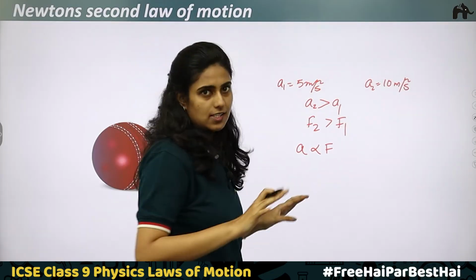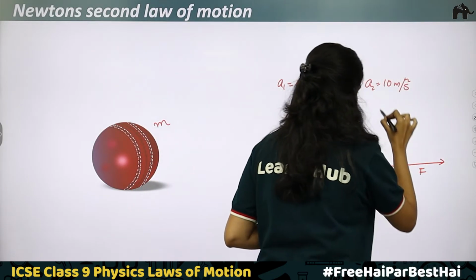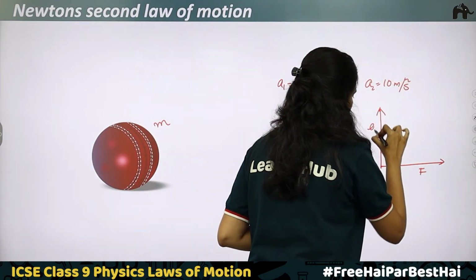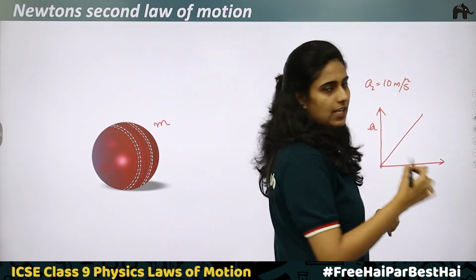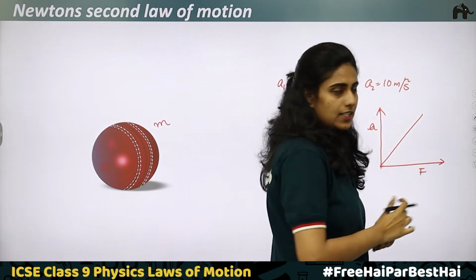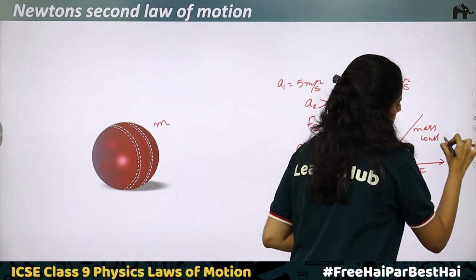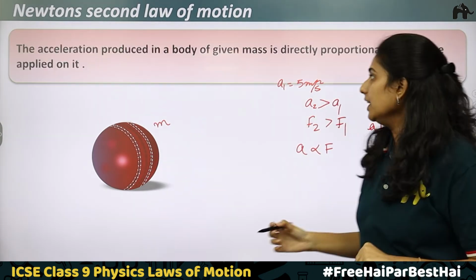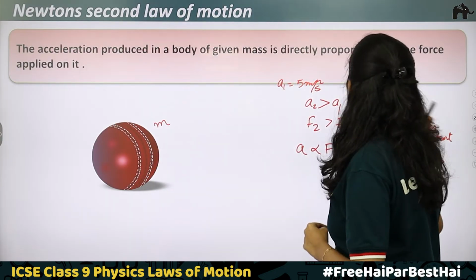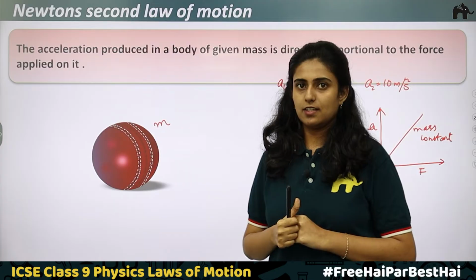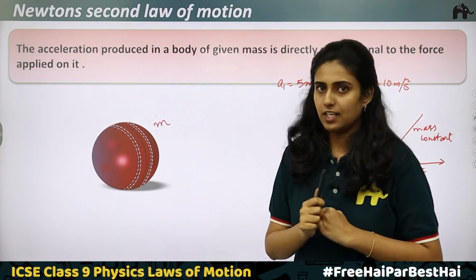Mass is not changing. So, when you plot a graph taking force along the x-axis and acceleration along the y-axis, you will get a straight line inclined to the x-axis. Here mass is a constant for a body of constant mass. The acceleration produced in a body of given mass is directly proportional to the force applied on it. So one factor on which force depends is the acceleration of the body.